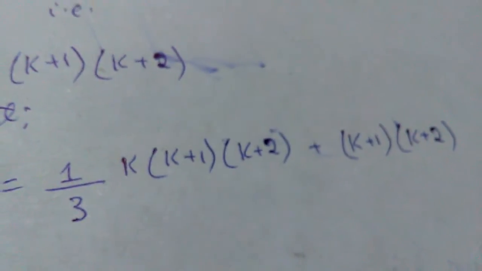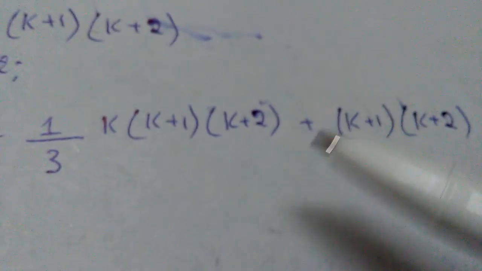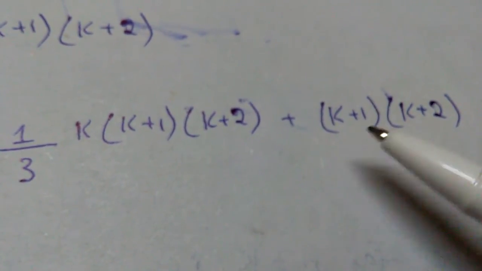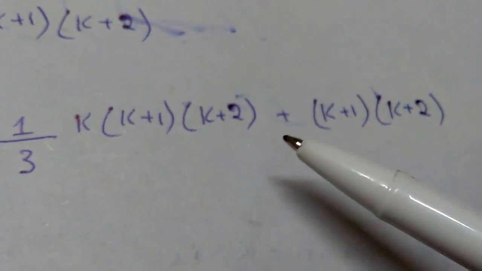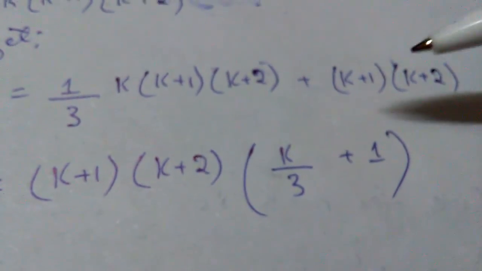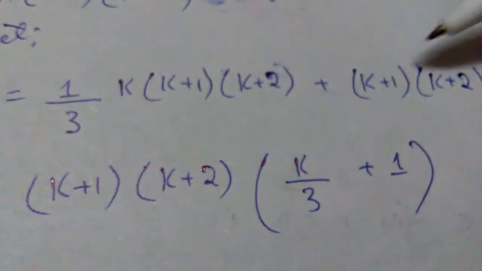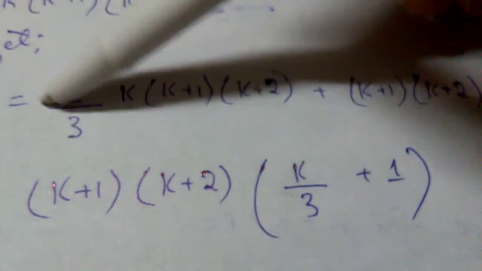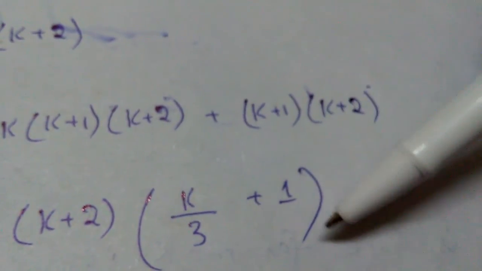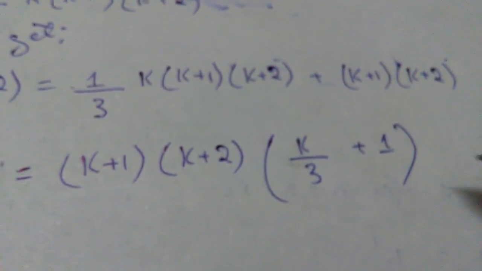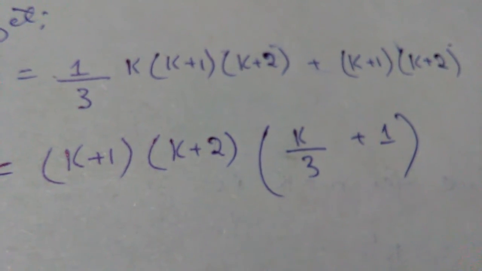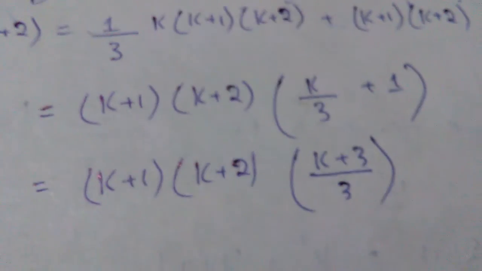Over here you can see that in both these terms I'm having k plus 1 and k plus 2 common here. So I'm going to take it out, and let's see what is going to be left inside the brackets. So when I take out these two common factors, inside the bracket, in this term I'm having just k upon 3 left, and in this term I'm just having 1 left. So what I have to do, I just take out the LCM of this thing, and let's see what is going to be. That's how it looks like.